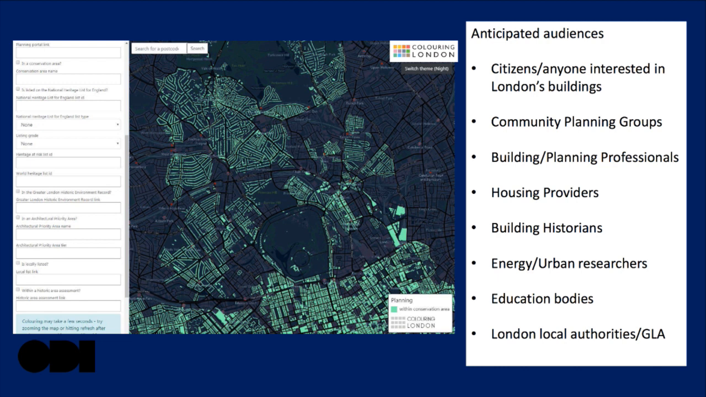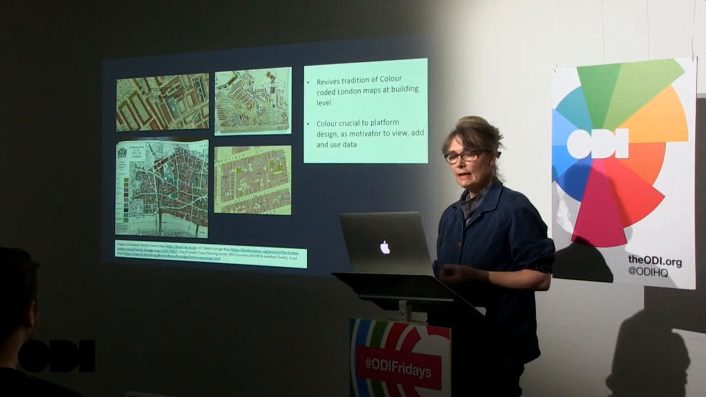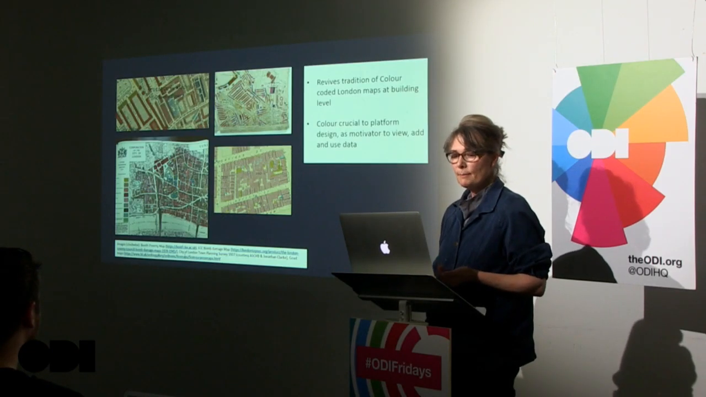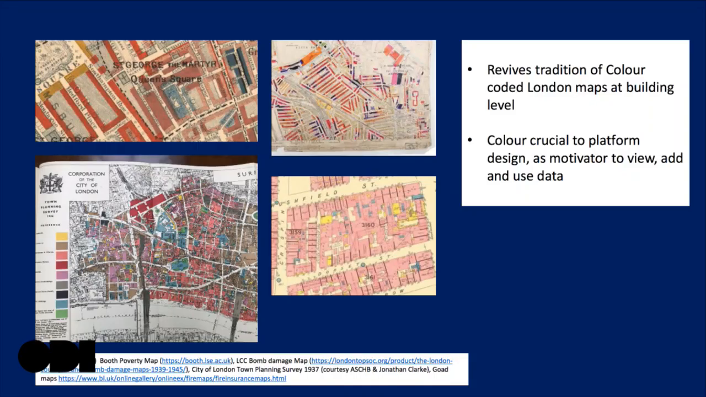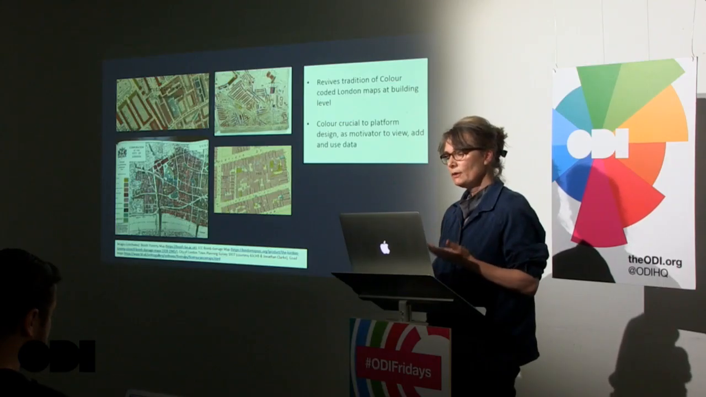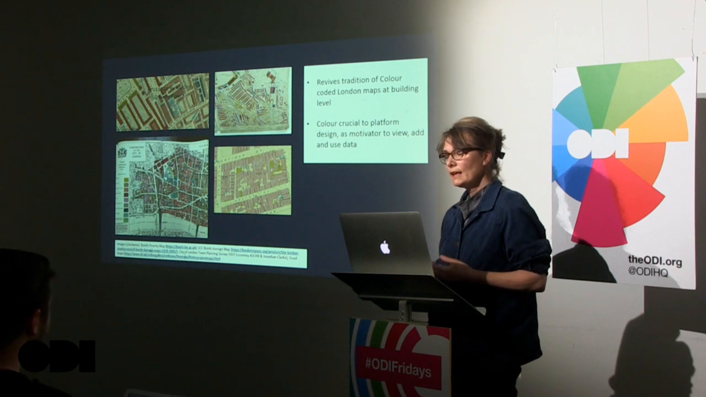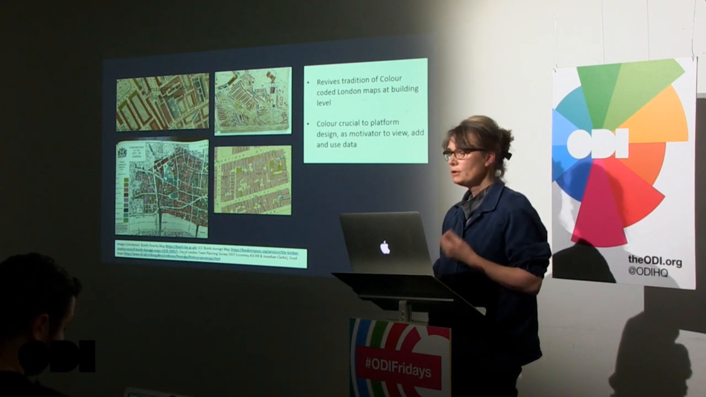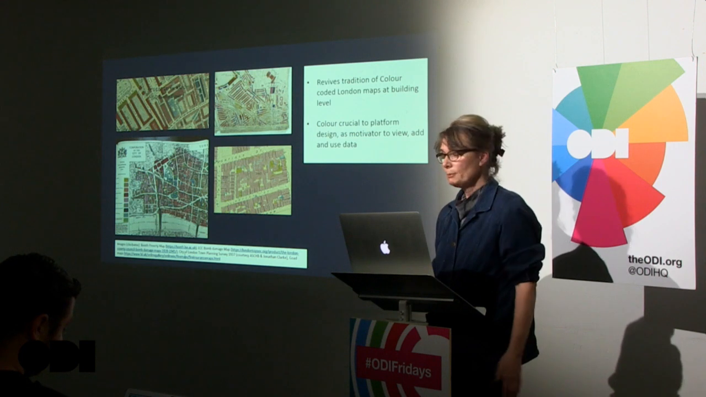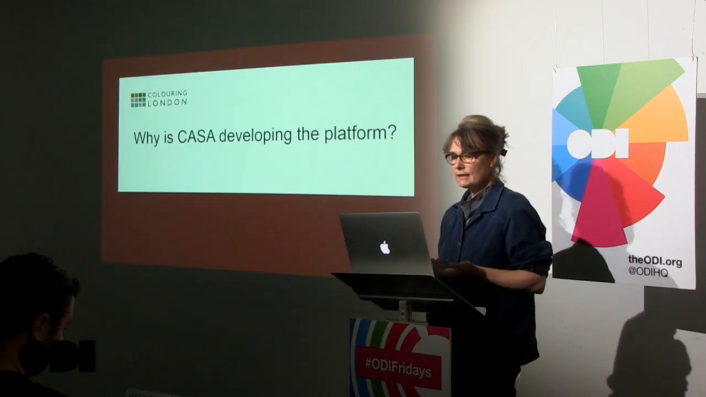So this also revives the tradition of colour-coded London maps at building level. So what you see top left is the Booth poverty map. Top right is the London County Council bomb damage maps. And then you have the 1930s town planning survey for the City of London and the Goad insurance maps. But after the war, you don't get these micro-level maps at city scale. So this is something that we've been inspired by, and colour is crucial to the platform as a motivator to create beautiful maps to view and to add and use the data.